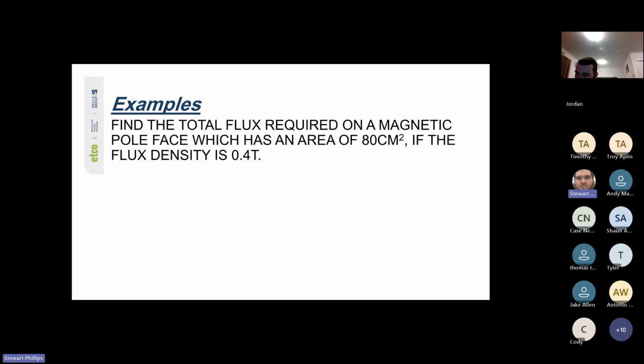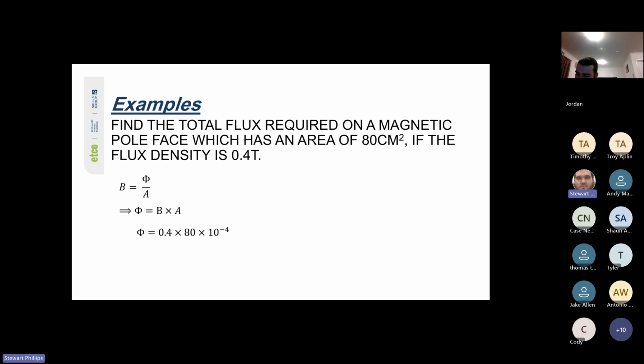Cool. So we'll rearrange the formula a bit. To find the total flux required on a magnetic pole face, which has an area of 80 centimeters squared, if the flux density is 0.4 teslas. So we take B equals phi over A, and there we go. Phi is equal to B times A.